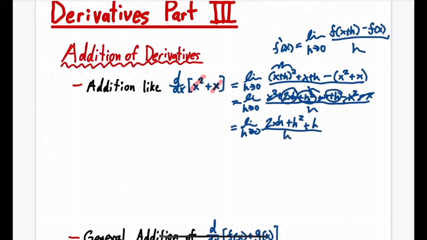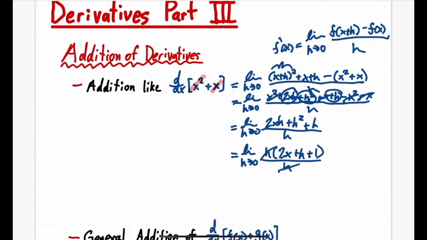And they all have an h in them, so we can factor out the h's. So this is equal to the limit as h approaches 0 of h times 2x plus h plus 1, all over h.